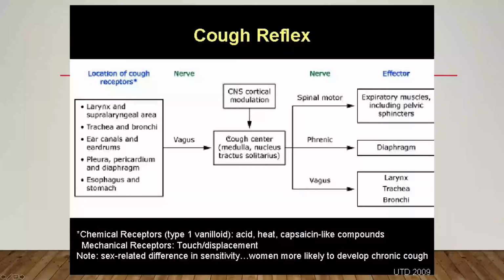And from the cough center, here's the efferent nerve. Some of that motor nerve goes back through the spinal motor nerve and causes contraction of the expiratory muscle, through the phrenic nerve stimulates the diaphragm, and through the vagus nerve goes back to the larynx, trachea, and bronchi. And this is how cough happens: diaphragm contraction or expiratory muscle contraction, the cough reflex.